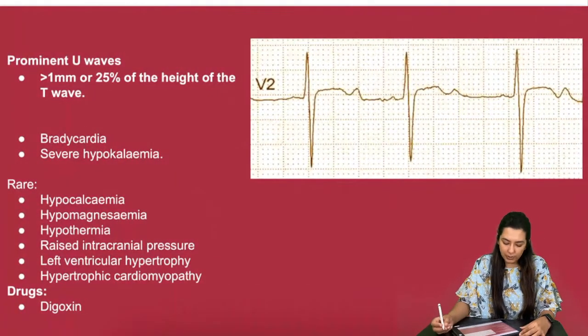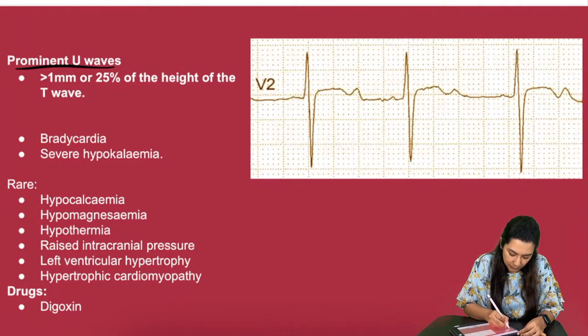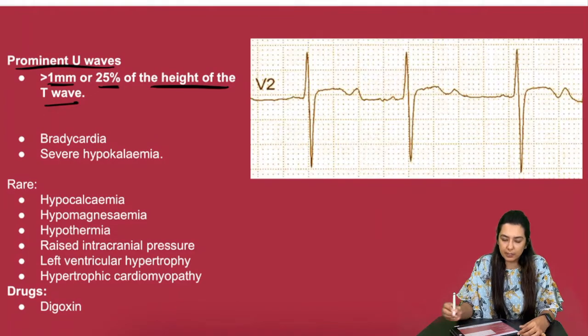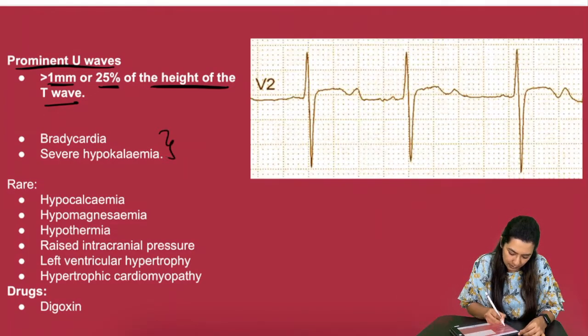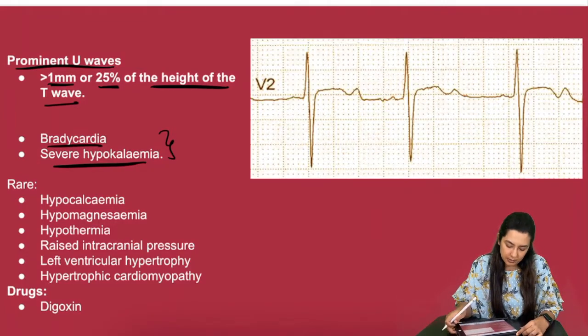Now, what is a U wave? Prominent U wave. A U wave can normally be present in some leads. If it is more than 1 mm or at least 25% of the height of the T wave, then it is called a prominent U wave and it is abnormal. The two most common causes are bradycardia and severe hypokalemia. These are the two important causes, as we have discussed.